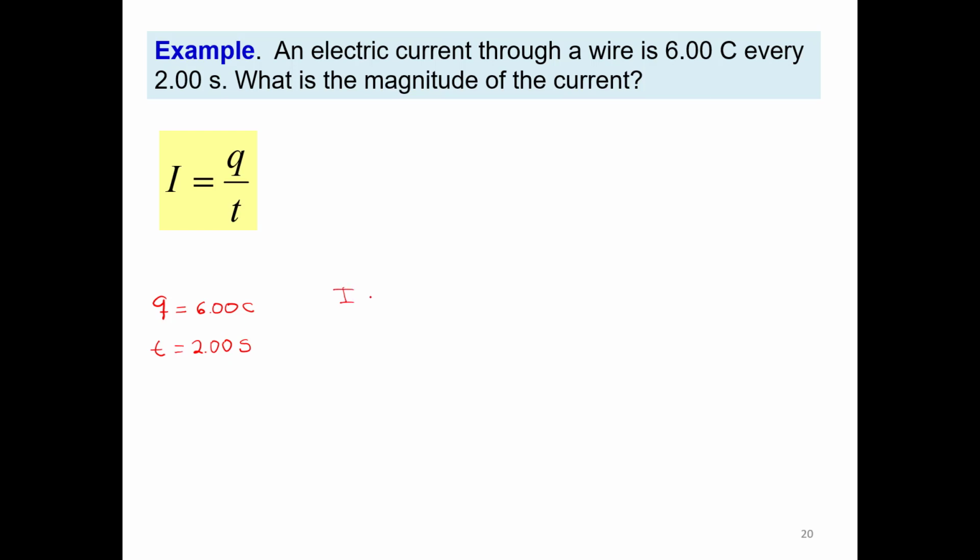The current will be the charge per time. Now we will have 6.00 coulomb divided by 2.00 seconds. And if we divide these two numbers, we will have 3.00 coulombs per second. It means in this case 3 coulombs flow per second. Yes, it is the rate of the charge, how much charge per unit time. But also we can write this one like 3.00 amp.